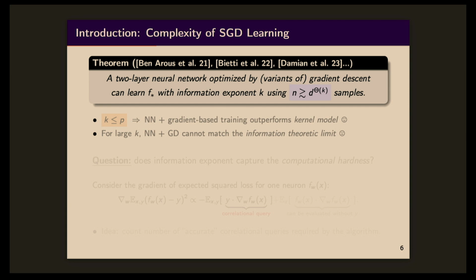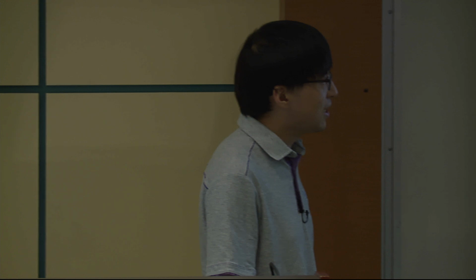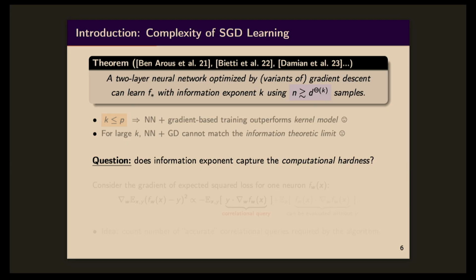But on the other hand, because k can be arbitrarily large, if I can construct a target function with high information exponent, there will be cases where gradient-based training does not match the information-theoretic limit. But these are sufficient conditions for the sample complexity, so basically they're not necessary. So the question one can ask is: does this information exponent capture some kind of intrinsic computational barrier for learning the single index model with gradient-based methods?